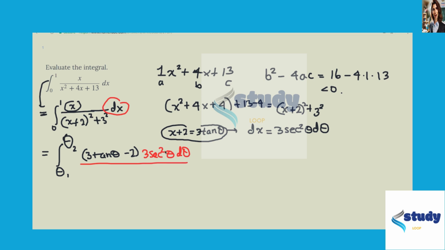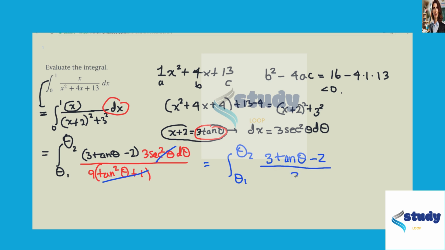And then on the bottom, we see x plus 2 squared. So that's just 3 tangent, and we'll square that whole thing. That's 9 tan squared plus 3 squared, which is 9. So let me just go ahead and factor out that 9. Now we could use the Pythagorean identity that tan squared plus 1 is secant squared. So these will cancel. And then let's just go ahead and write everything else out carefully. Theta 1, theta 2, 3 tan theta minus 2, and then 3 over 9 is just, we have a 3 on the bottom left over.